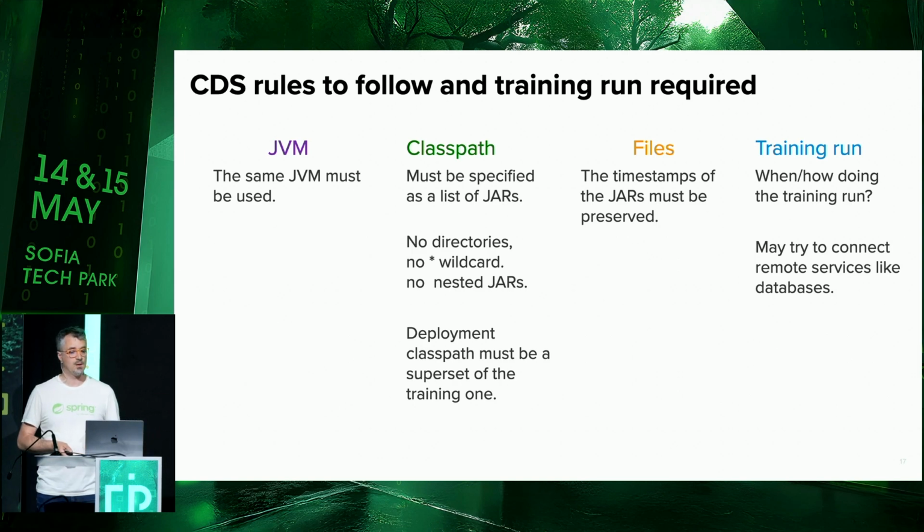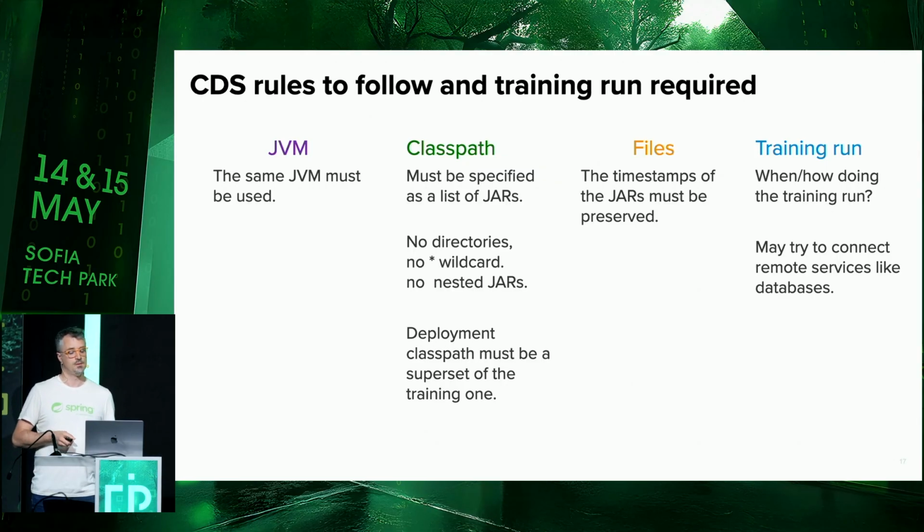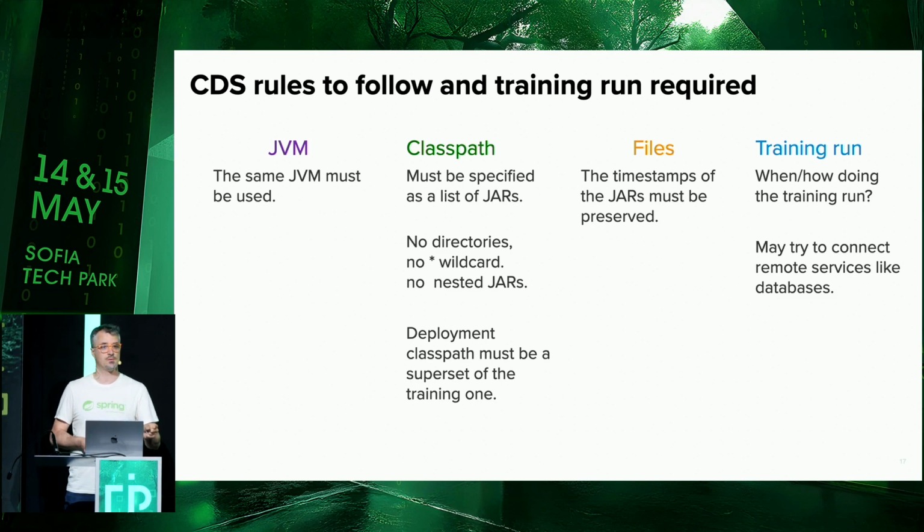You need to take care about the class path, and this is why we created this efficient extracted format that follows the CDS constraints. The class path must be specified as a list of jars, no directories, no star wildcard, no nested jar. So if you are directly using a Spring Boot executable jar, it will not work because it is a nested jar. And also the deployment class path must be a superset of the training run one. So you may have the possibility to add more libraries during the deployment run compared to the training run, but it must be a superset and the new libraries must be added at the end.